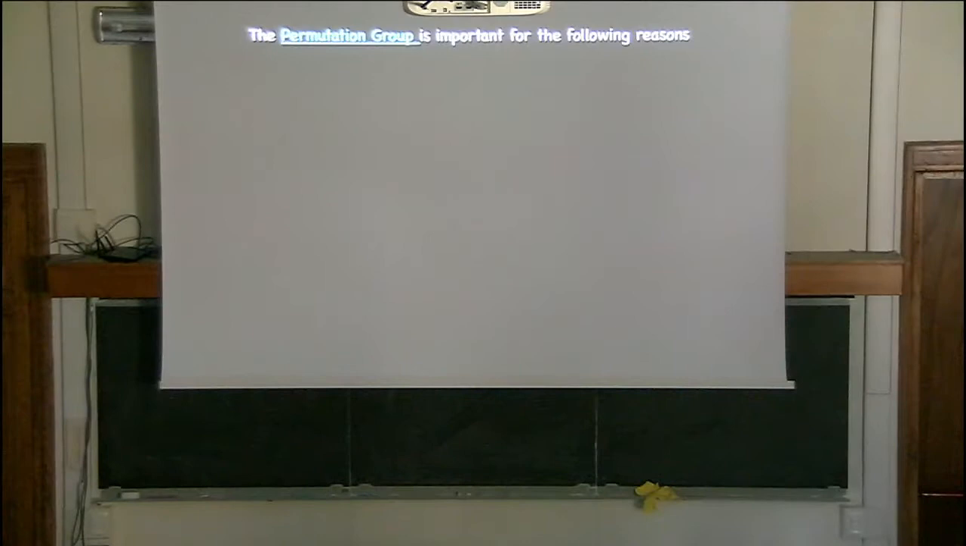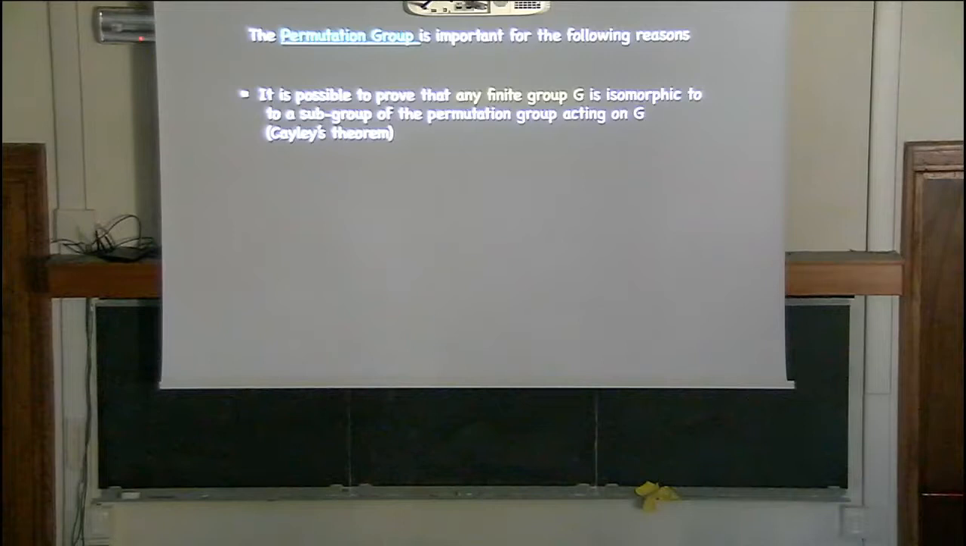Now, the permutation group is important in mathematics for a very, very basic reason. And the basic reason is that it's possible to prove, it's very simple, just from the previous observation we made, that any possible finite group you can conceive is isomorphic to a subgroup of the permutation group acting on G, okay? So, said differently, if you are able to control the group of permutations and all the subgroups of the permutation group, this is the difficult part, essentially you have control on all possible finite groups.